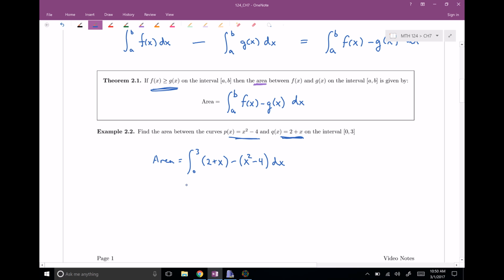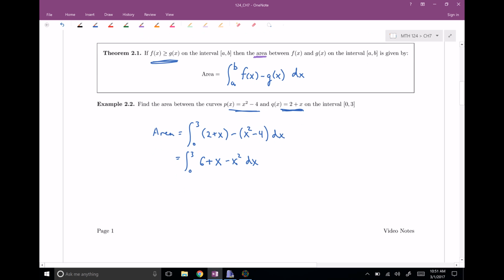Okay, let's go ahead and do one line of simplification before we evaluate out this definite integral. So let's see, I have 2 minus negative 4. So that's going to be 2 plus 4, that's going to be 6. There's just one regular old x, and then there's negative x squared dx. Okay, so I've simplified this down, combined all my like terms. Now I'm ready to evaluate this out.